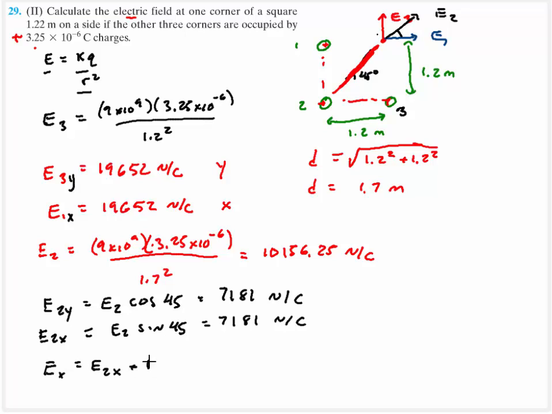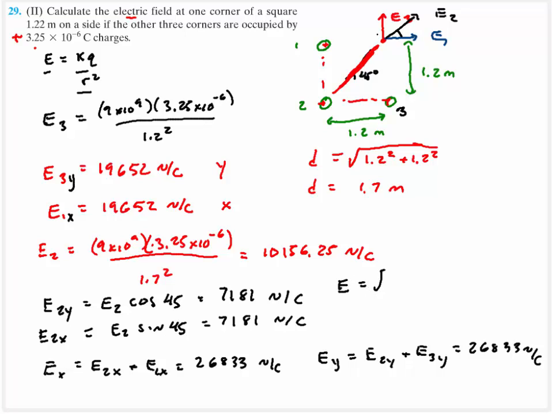And lastly, the electric field in the x direction is going to be E2x plus E1x. E3 had no component in that direction, so you just add those two numbers together, and you're going to get 26833 newtons per coulomb. I'm going to do the same thing: E in the y direction is going to be E2y plus E3y. E1 had no component in that direction, so 26833 newtons per coulomb.